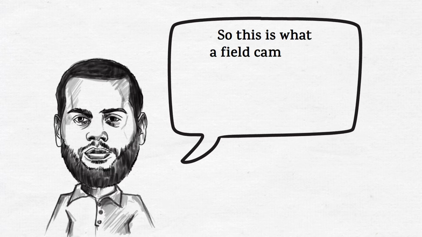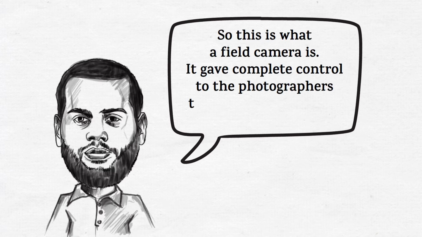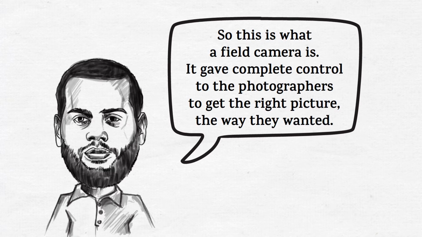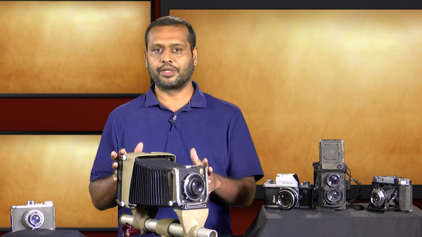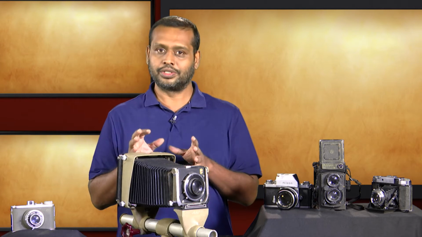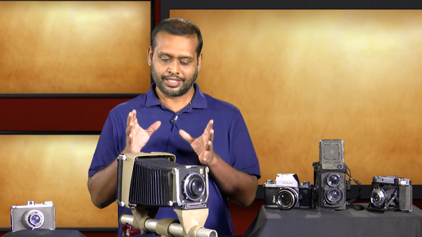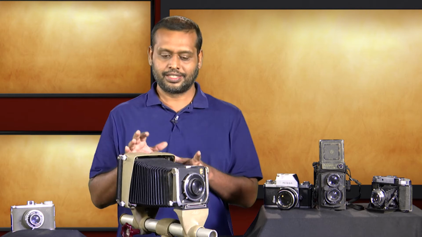So, this is what a field camera is. It gave complete control to the photographer to get the right picture the way they wanted. Now, we are going to see the technological progression. Imagine the same field camera became a compact one. So, the next camera we are going to see is something very compact, but kind of retained some of the aspects of this field camera.